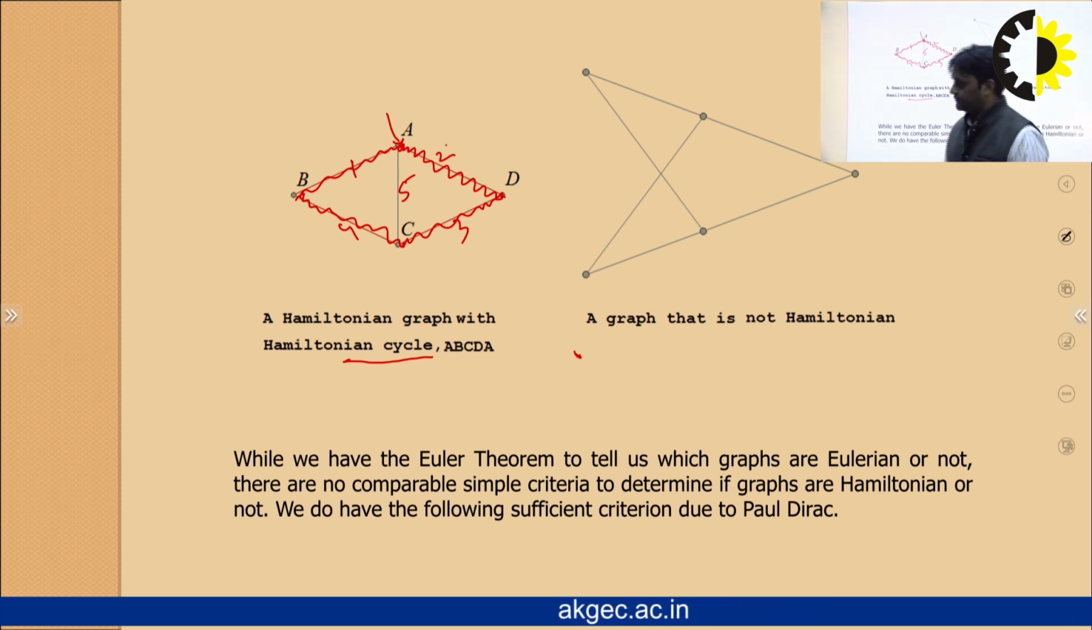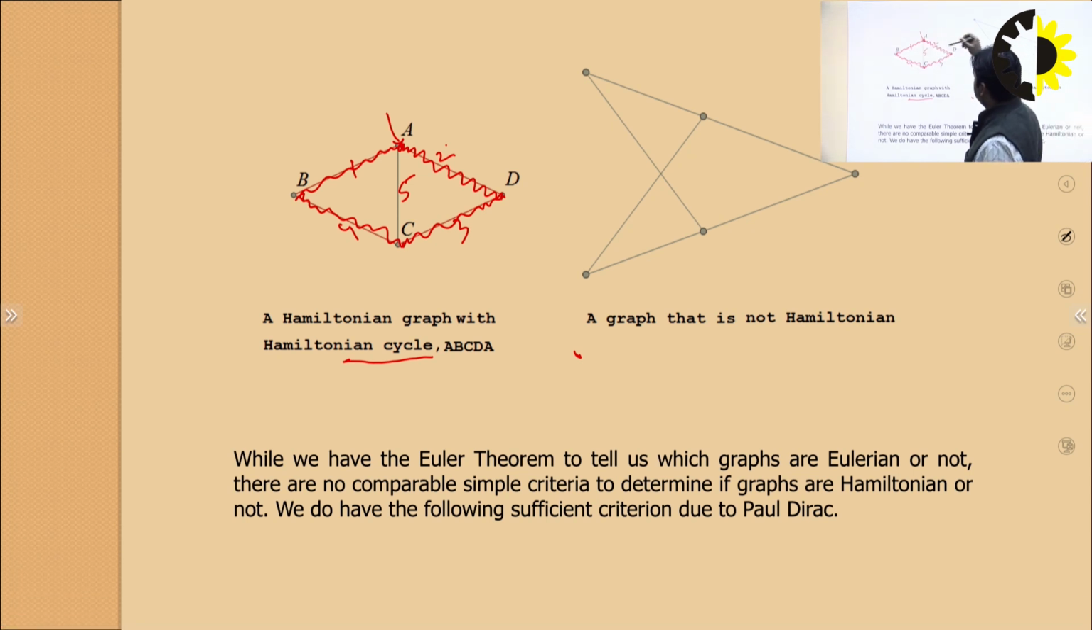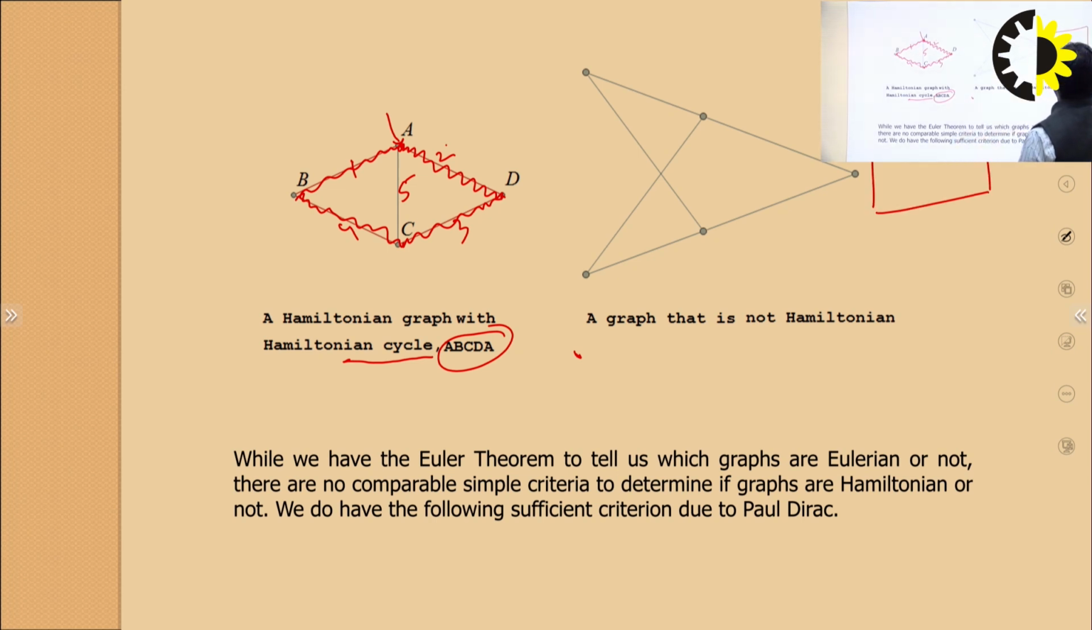Hamiltonian cycle. If a graph's start and end point are the same, then it will form a Hamiltonian cycle. Here we see A, B, C, D, then A, so a Hamiltonian cycle will form. We take another example.